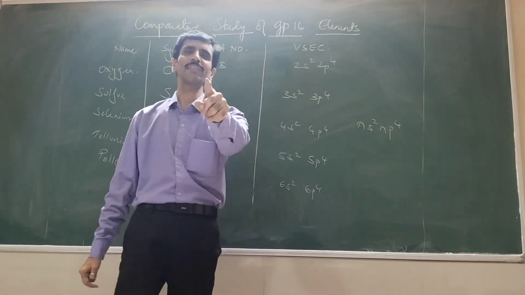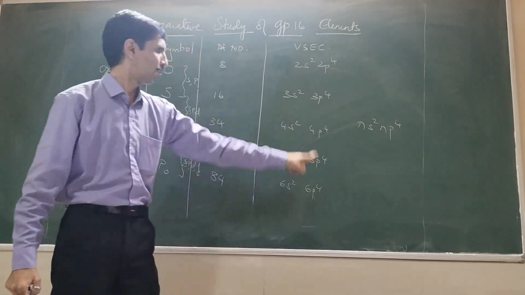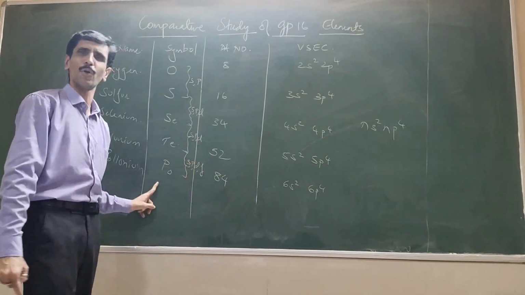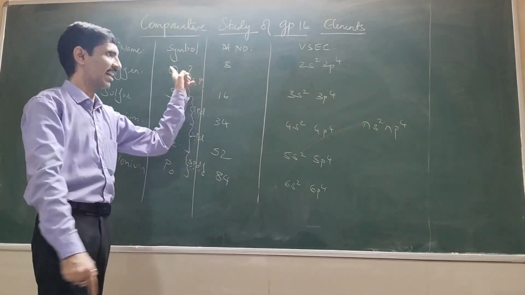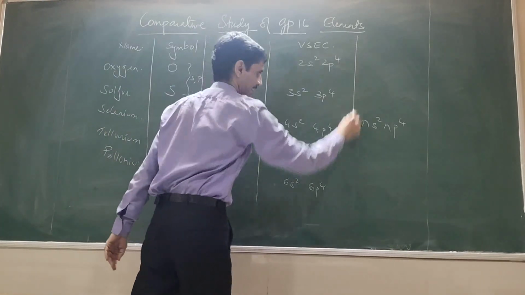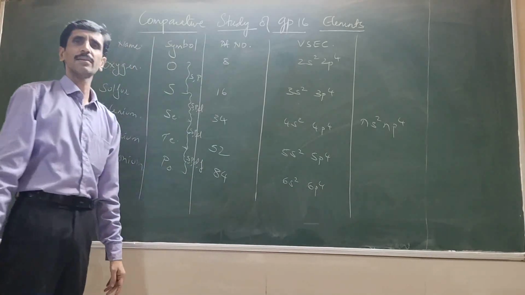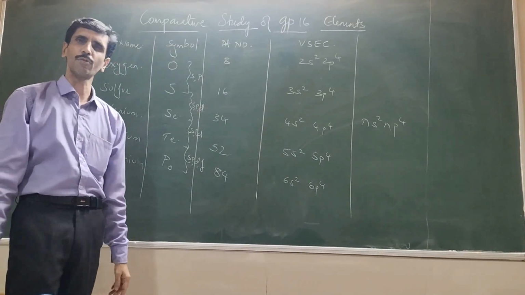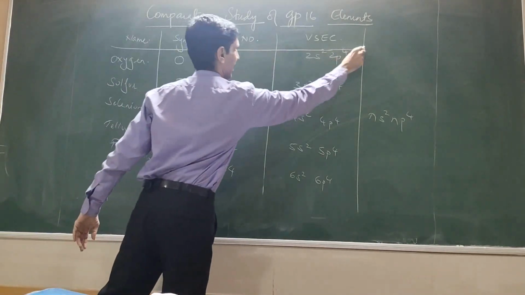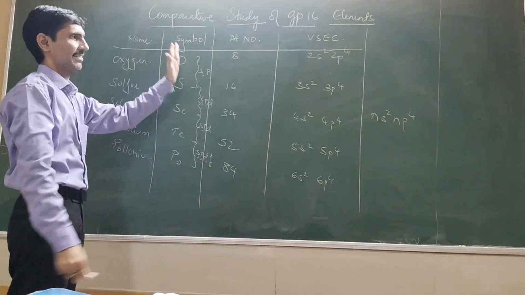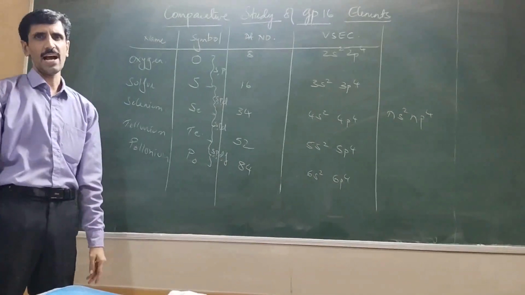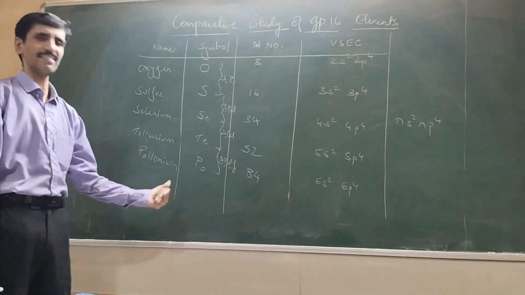Am I right? So suppose if the value of n is 4, 4 means it is selenium. If it is 6, that means it is what? Polonium. If it is 2, that means what it is? Oxygen. Alright? So my dear friends, this is the tabular format of the basic information of elements of group 16 with respect to the first column that we have is the name, second is symbol, third is atomic number, and the last one is VSEC. I hope you have understood this, my dear friends. Please have a look at it.